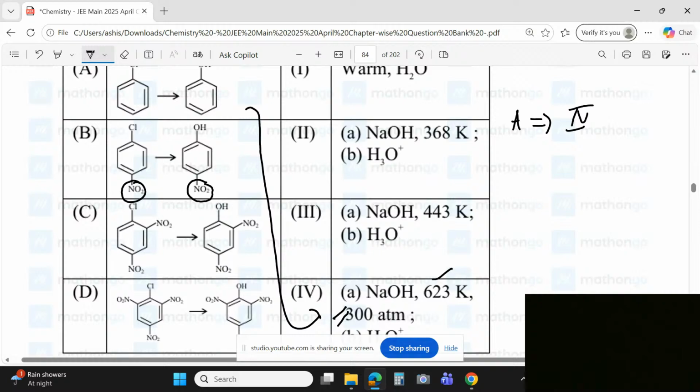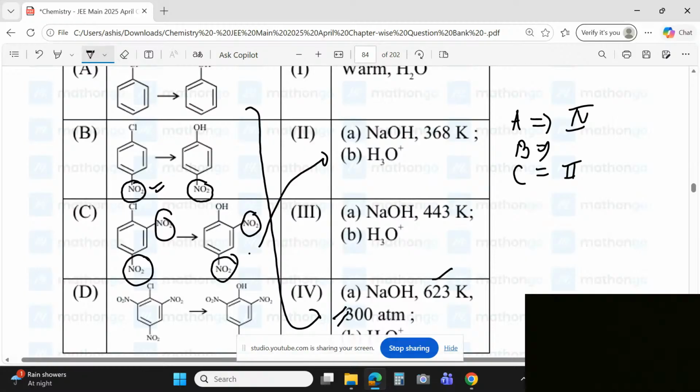When we use an electron withdrawing group at ortho and para position, it facilitates the nucleophilic substitution reaction in aryl halide. NO2 is an electron withdrawing group. If we increase the number of NO2 groups at ortho and para positions, it facilitates the nucleophilic substitution reaction. So with two NO2 the reaction will occur at lower temperature, means C will match with second and B will match with third.